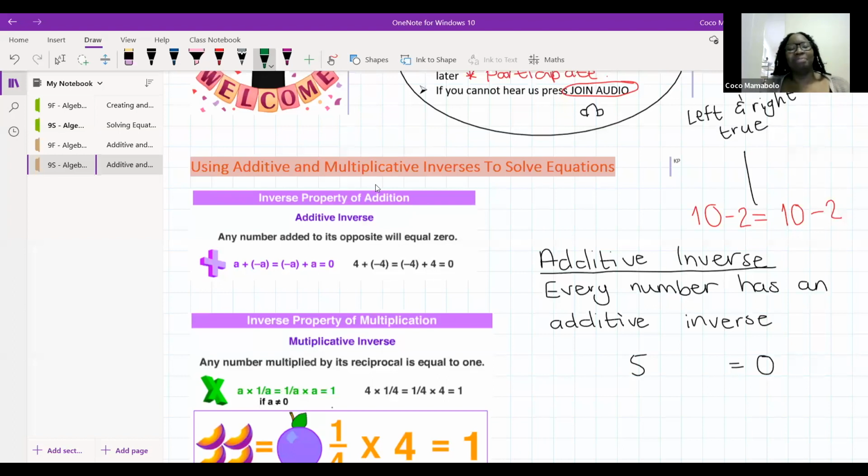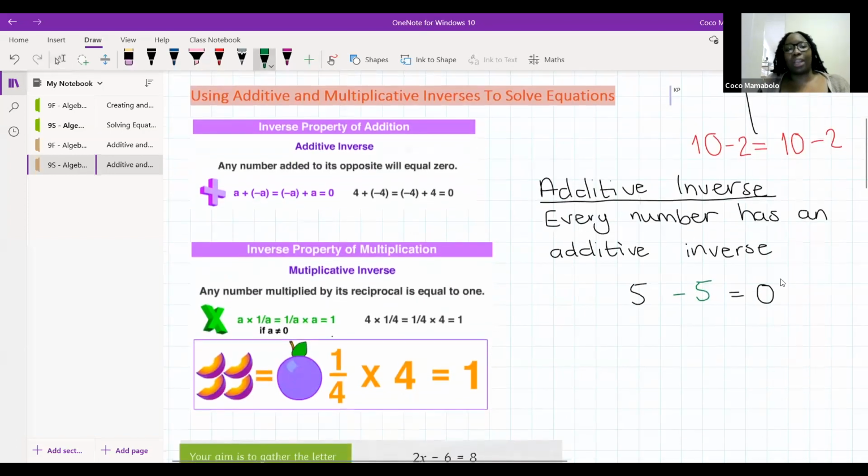Hi, Indipile. It's going to be -5. Excellent. You're 100% correct. Now, I'm going to give you another statement. I've got -2, and I want to add something so that my answer is 0. What's that thing going to be? Plus 2.